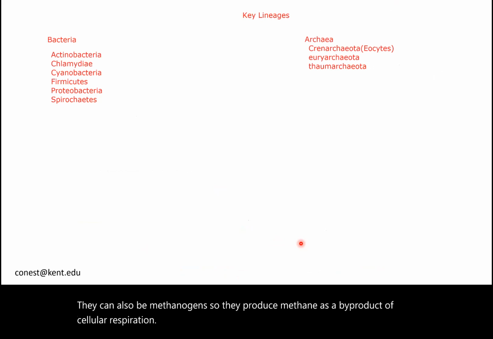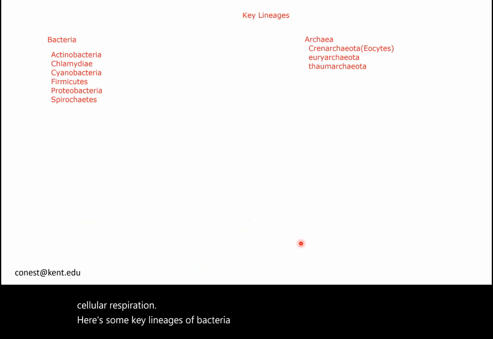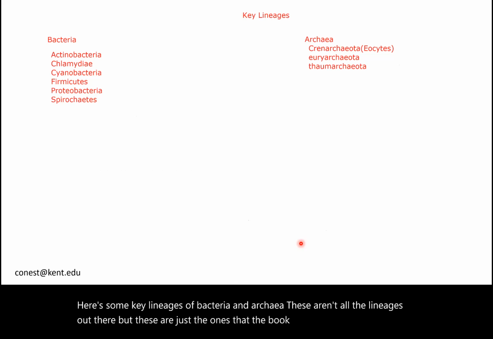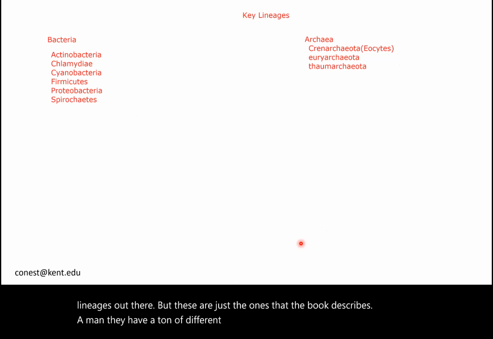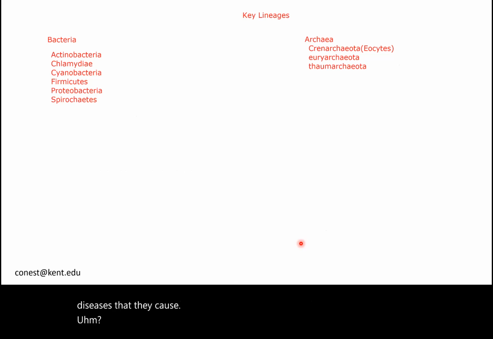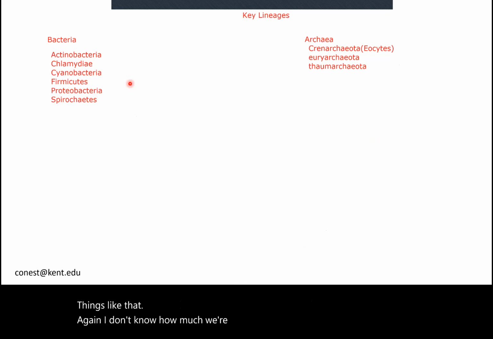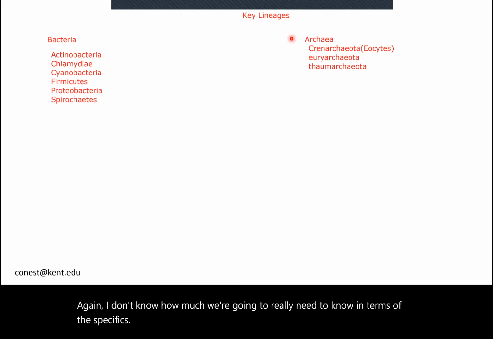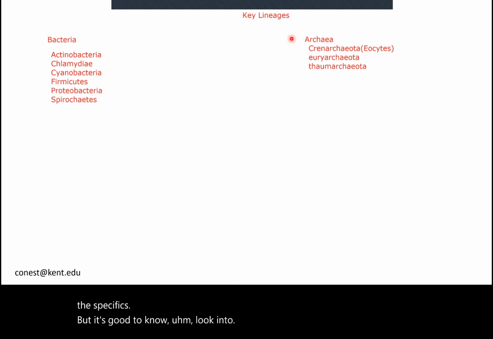Here are some key lineages of bacteria and archaea. These aren't all the lineages out there, but these are the ones that the book describes. And they have a ton of different examples of specific bacteria in those lineages, diseases that they cause, things like that. Again, I don't know how much we're going to really need to know in terms of the specifics, but it's good to know, look into, and it's interesting.